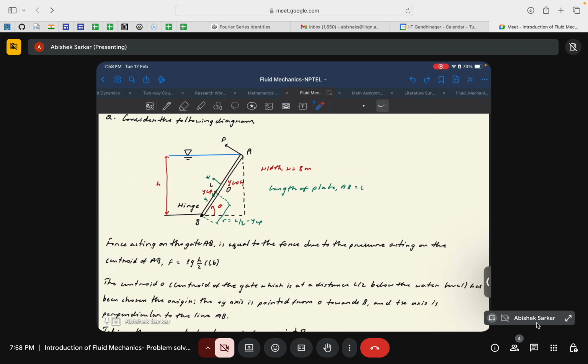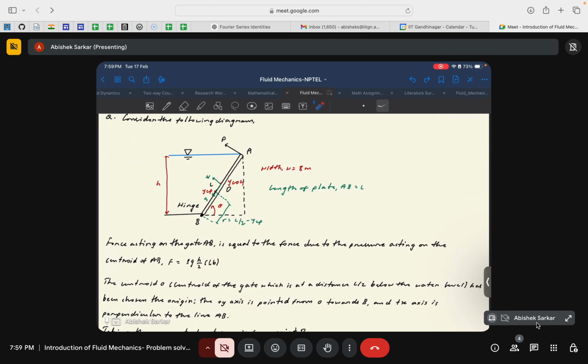Now the net force because of the water that acts along the center of pressure would be rho g times area times h by 2. If you remember, the pressure force does not depend upon the orientation. It only depends on the vertical displacement, not the horizontal displacement. So you might ask, why not h by 2 sine theta? That's not the case.